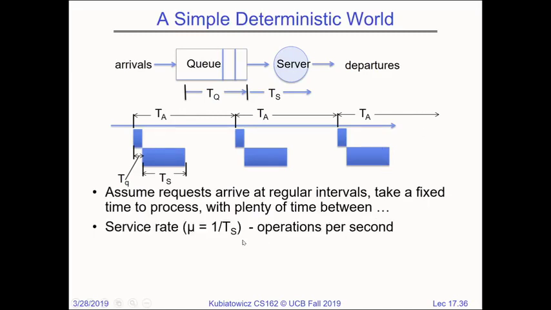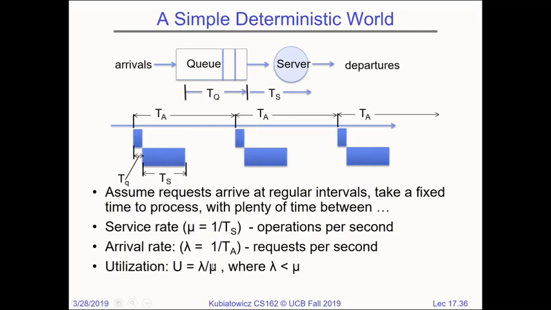Service rate, we can talk about 1 over the time to service, that's TS. We can talk about the arrival rate is 1 over TA. Utilization is lambda over mu. That number is in theory less than 1. If you think a little bit about this, if TS is too big and another thing arrives before the first thing's done, then the best you're going to do is just continuously queue forever, right?